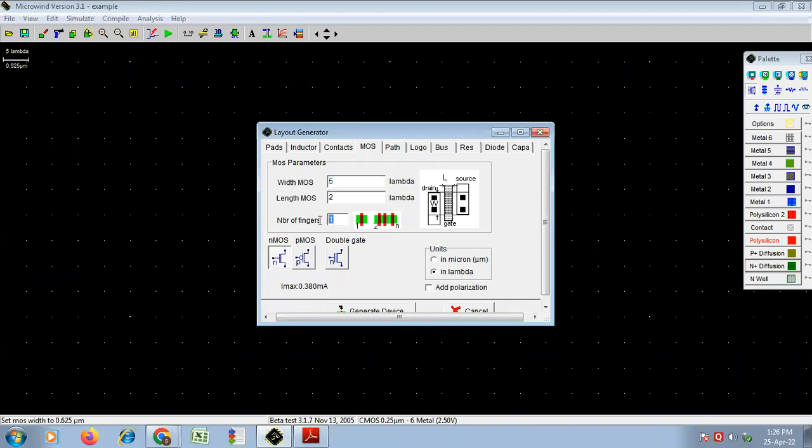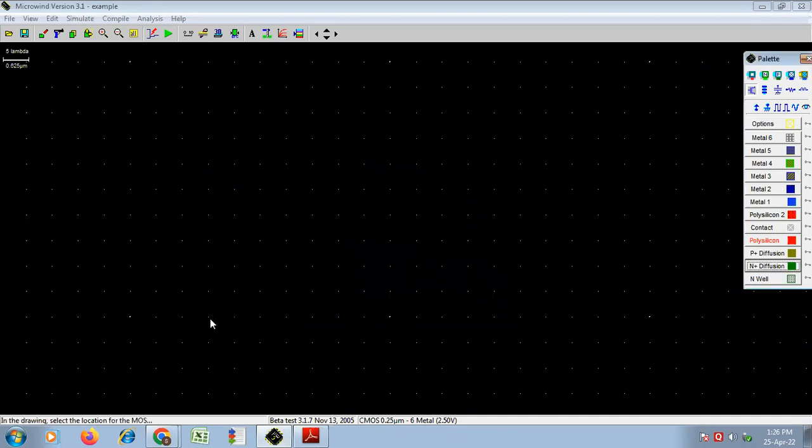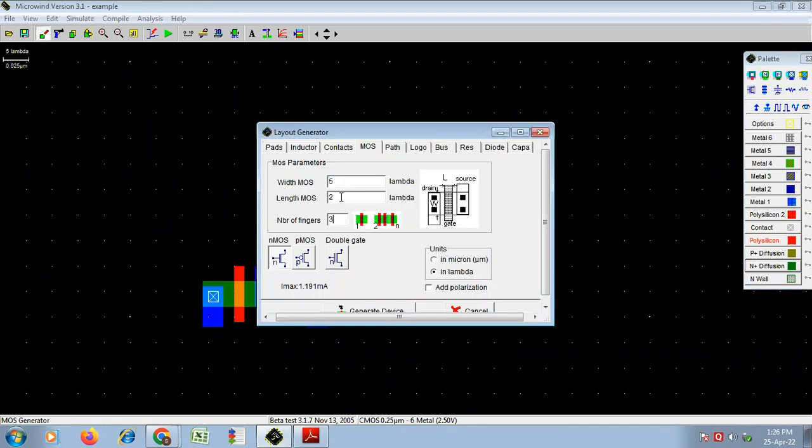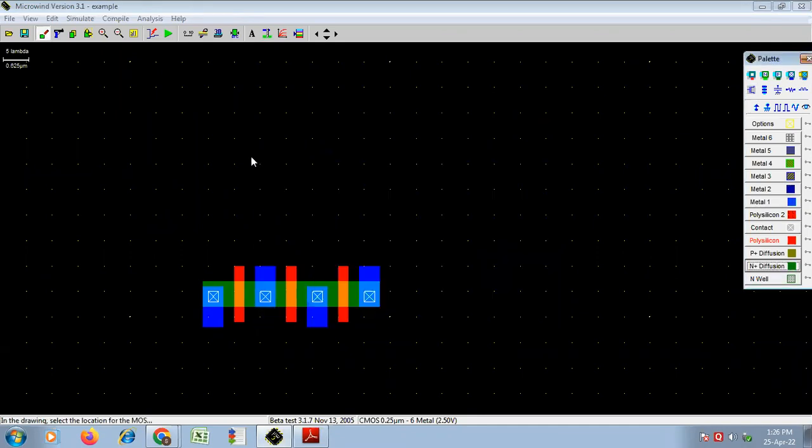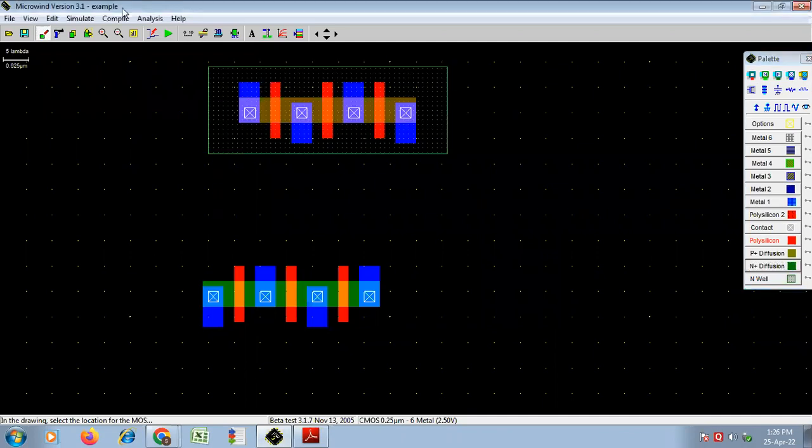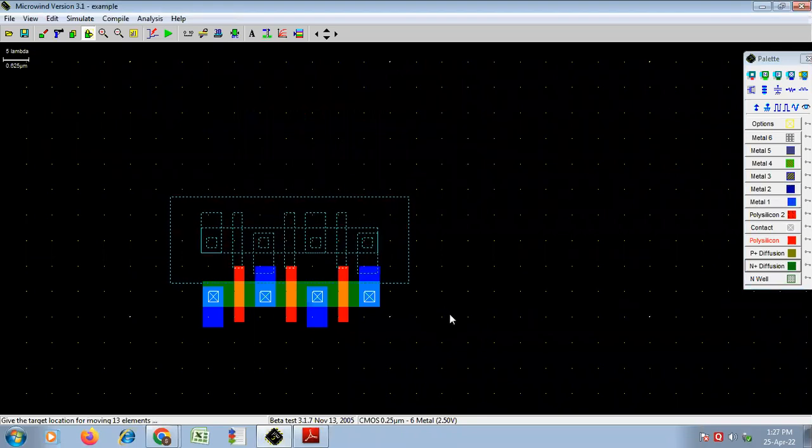How many NMOS will we require? 3, for 3 inputs A, B, C, right? So select generate device, keep here. Similarly the case with PMOS, generate device, place here. You have to simply align the things.